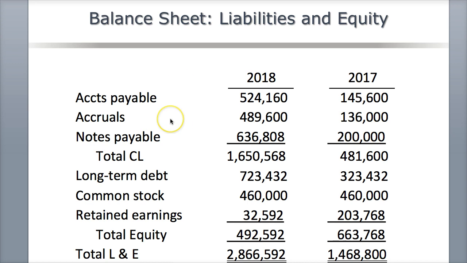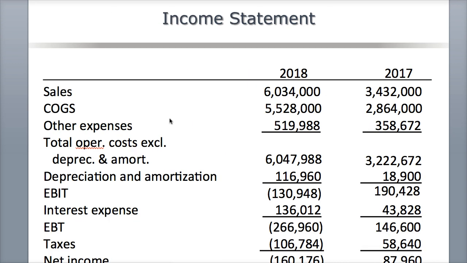So overall, not a good development in the balance sheet. Let's look at the income statement for this company. So here, sales increased. Well, that makes sense. They purchased another company, so sales increased. Cost of goods sold increased. Other expenses increased. If we look at operating costs, total operating costs and depreciation and amortization, operating costs look like they went from 3 to 6 million, and our depreciation went from 18,000 to 116,000.